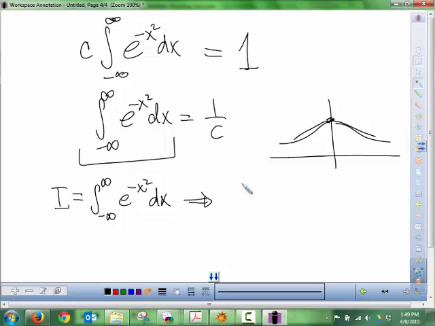What we're going to do is we're going to square both sides. So I want to find out what I is equal to, and I want the reciprocal of that so that I know what to multiply this by to make this a regular probability distribution. So if I square both sides, I'll have I squared on the left, and on the right, I'm going to do something kind of weird.